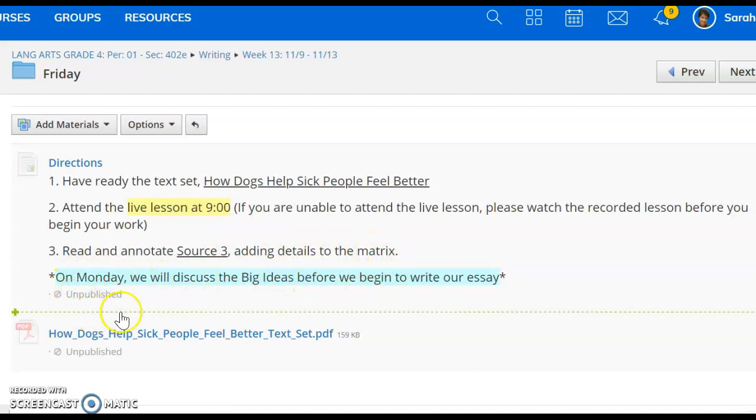We will hold off on discussing the big ideas until Monday. I think that on Monday, that would be a really great way to refresh ourselves and our brains and thinking about those articles and that text set before we begin writing our essay the following week. So Monday, we'll worry about the big ideas. But this week, we are focusing on expository. We have the writing benchmark, and after that, we will just read and then complete the matrix. Let me know if you have any questions.